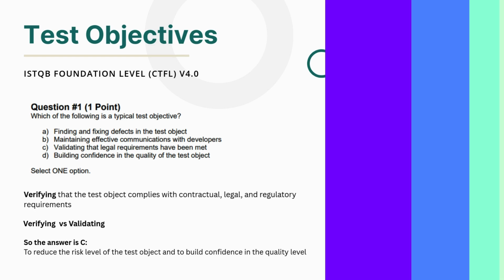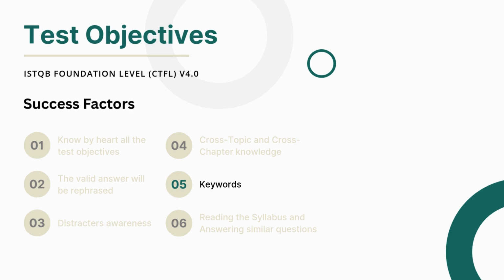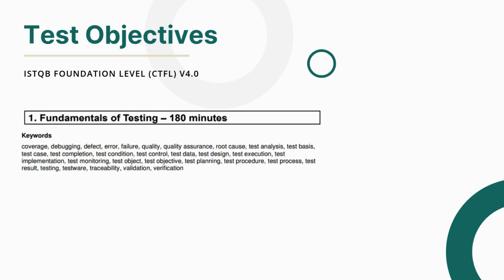Now let's move on to success factor 5. Keywords. In the ISTQB exam, each chapter has its own set of keywords. You should review and understand all of them, because even a single misunderstood term can cost you points. For example, in the Fundamentals of Testing chapter, the test objectives include keywords like validation and verification. If you mix them up, you might select the wrong answer, even if you generally know the concept. This is why paying close attention to keywords is crucial. They often determine the correctness of a multiple-choice answer.